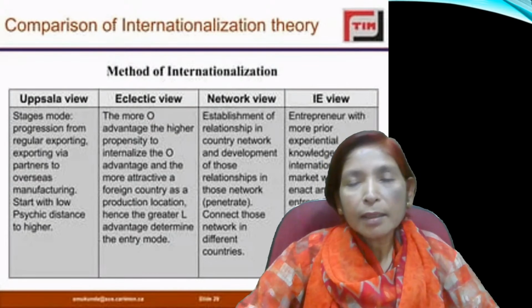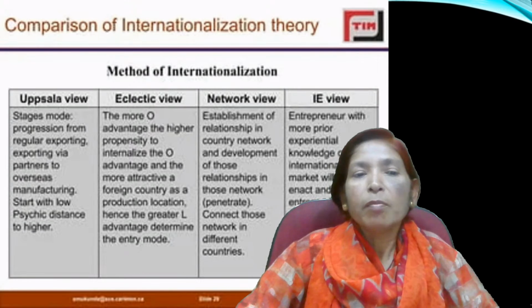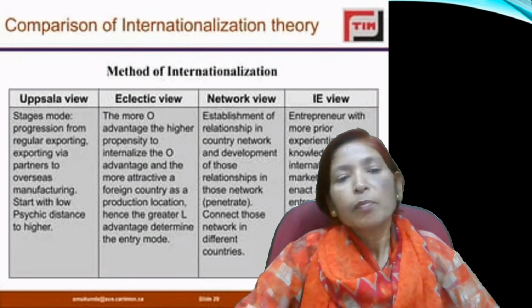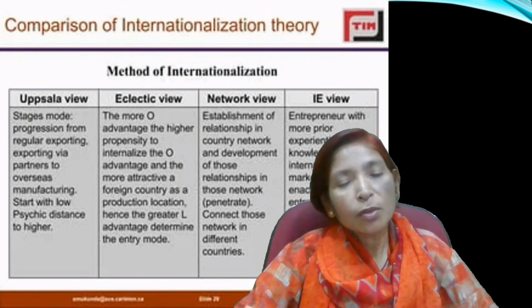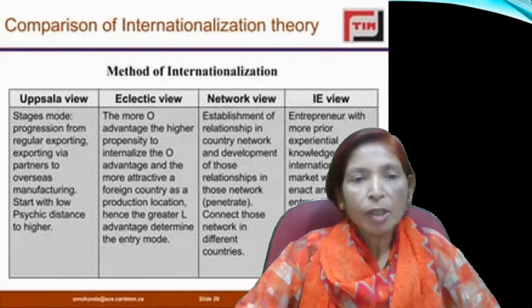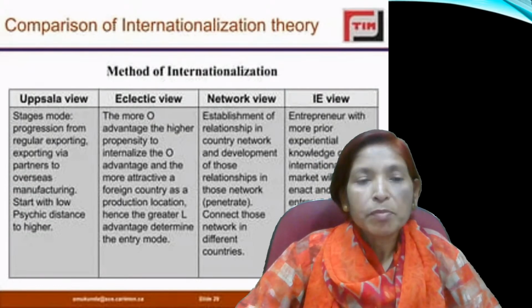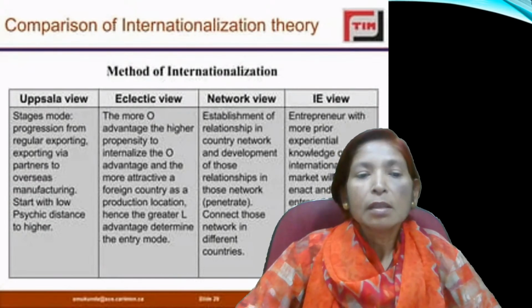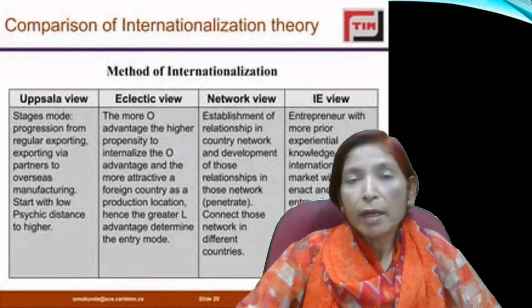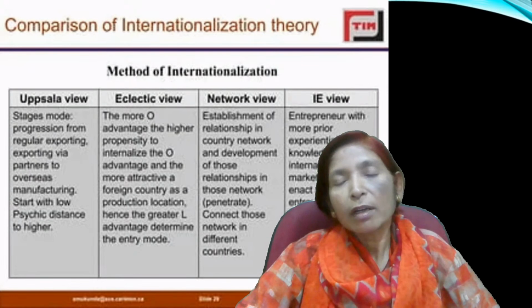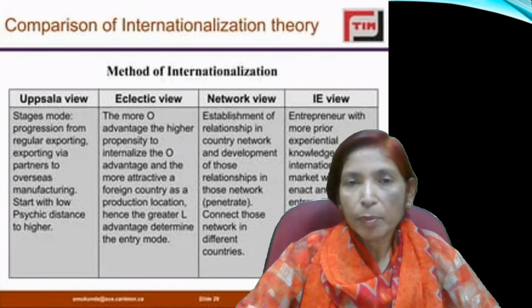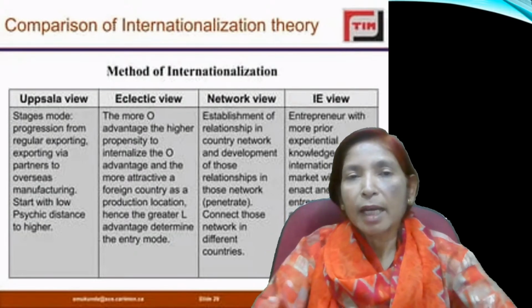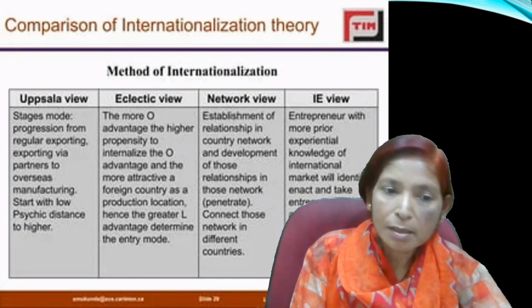Next is eclectic view. This view mainly presents that the advantages are higher where the propensity to consume is higher. International business is mainly performed well in those nations where the location is good and where all the facilities which are necessary for starting the business enterprise are available. International businesses expand in those particular areas.